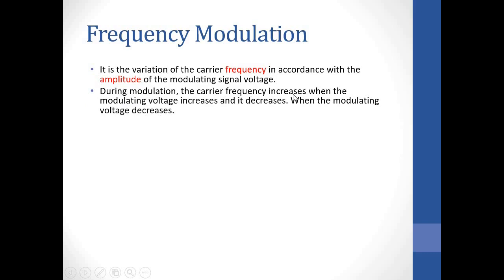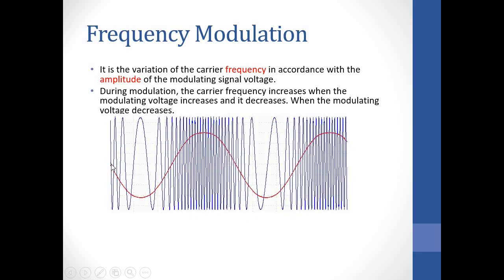So during modulation, the carrier frequency increases when the modulating signal increases. As you can see from this signal, when our modulating signal shown in red is varying, it also causes variation in the frequency of the blue wave. The blue wave is the carrier which has been modulated by this red signal. So an increase in amplitude causes the frequency to increase. A decrease in amplitude causes the frequency to decrease, as shown on that diagram.